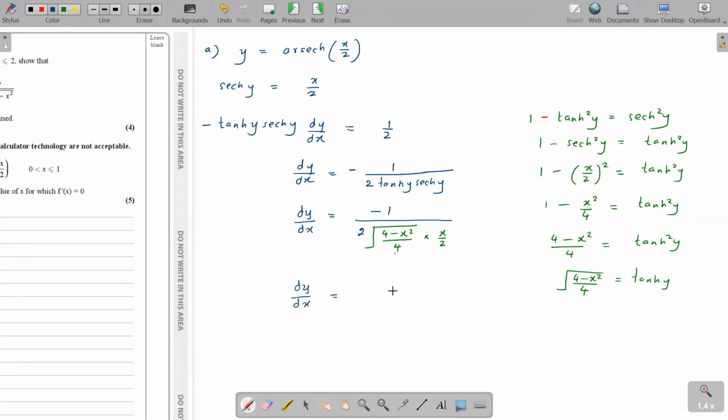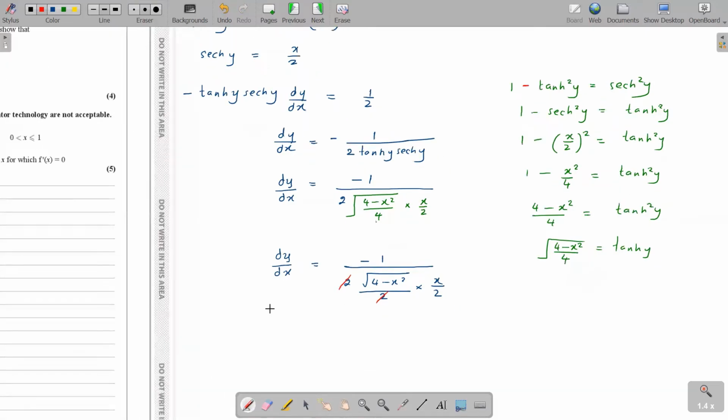And then we get minus 1 over 2 times root 4 minus x square. I can bring the 4 out as a 2. The denominator 4 with the root becomes a 2. So then the 2 and 2 cancel here, and I can bring this 2 up, right? So I get dy by dx equals minus 2 over x times root 4 minus x square.